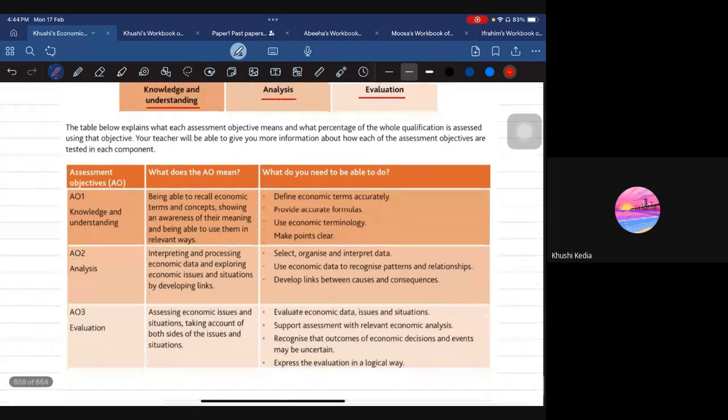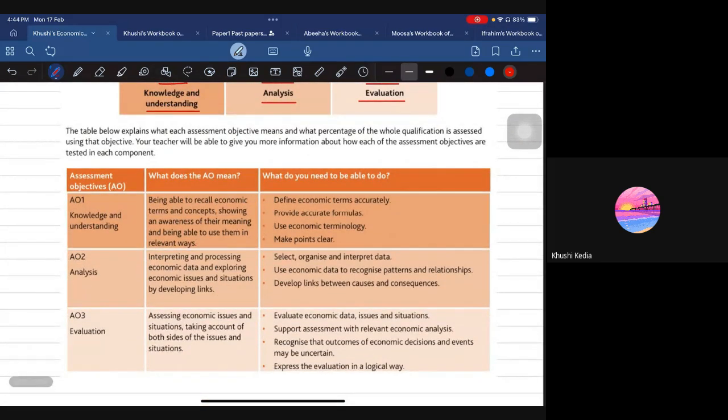Okay, Khushi, here the knowledge is very similar to that in business, but there's one more thing added here. That is that there is no separate assessment objective for application here. Yes, sir. So application is also part of knowledge and understanding. So we say here define, state, identify, right? And knowledge and understanding and the application, all of it is part of this.